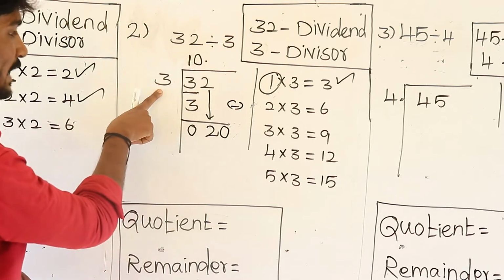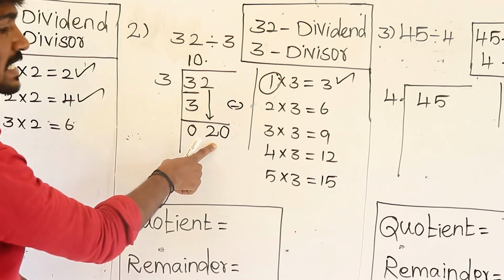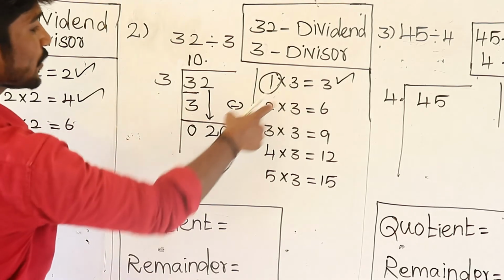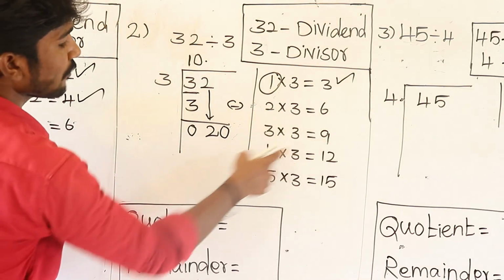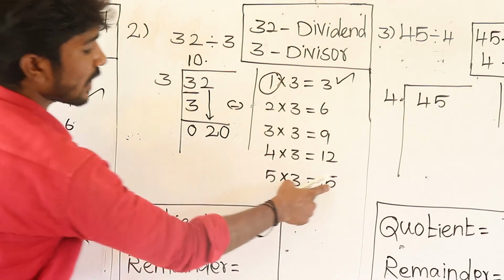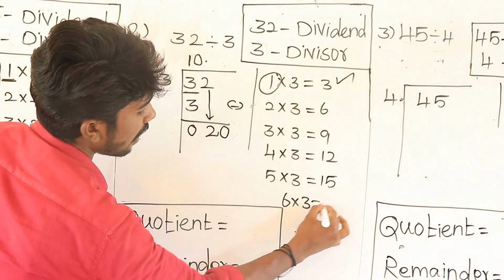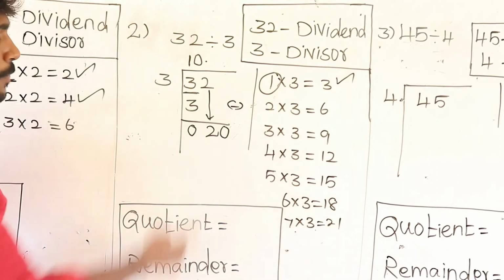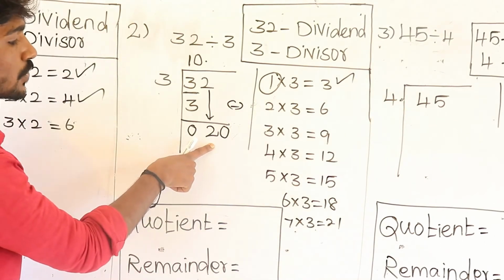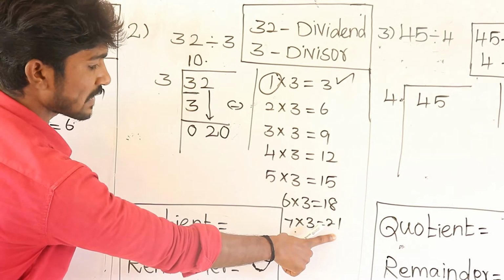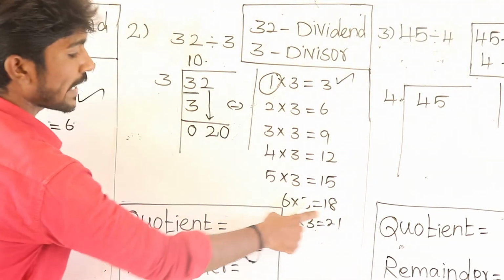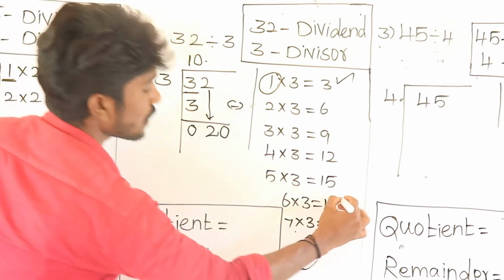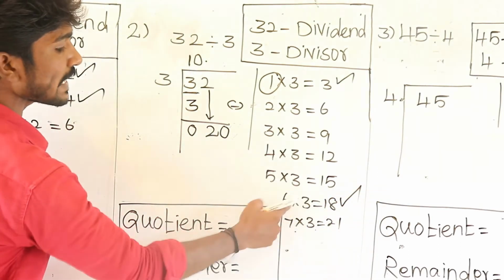Next, here 3 is the divisor, and 20 is the dividend value. So how many 3's are 20? 1 3's are 3, 2 3's are 6, 3 3's are 9, 4 3's are 12, 5 3's are 15, 6 3's are 18, 7 3's are 21. But here the dividend value is 20, so 21 is the greater number. This one is impossible. So next, 6 3's are 18. But here 20, here 18. So this one is possible.